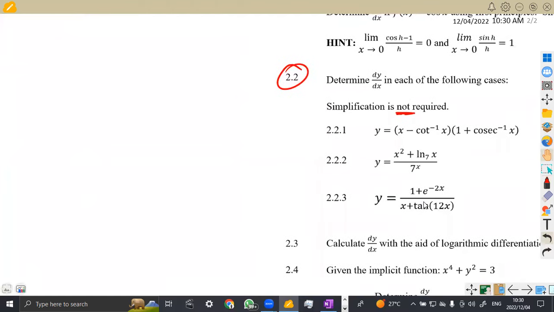So I'm going to rewrite these expressions. y is equal to (x minus arc cot x) times (1 plus arc cosec x). This is what we had on 2.2.1. We are given y equivalent to x minus arc cot, this is arc cot, not arc cos, of x in a bracket, then by another bracket of 1 plus arc cosec, so this is arc cosec. We want to find the derivative.